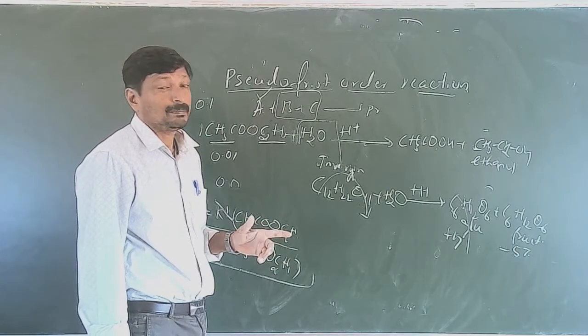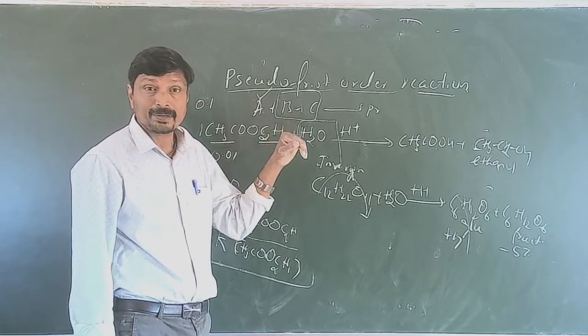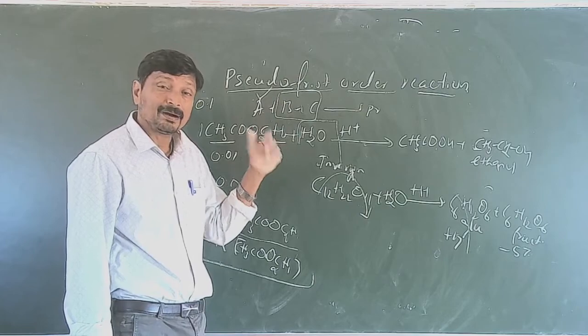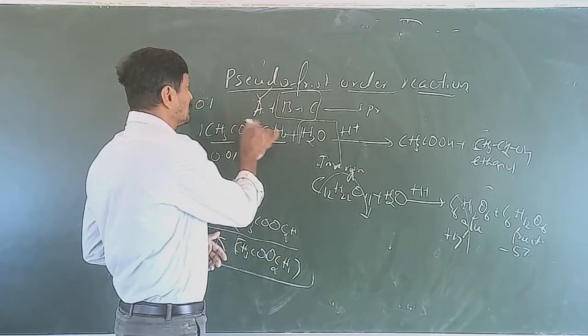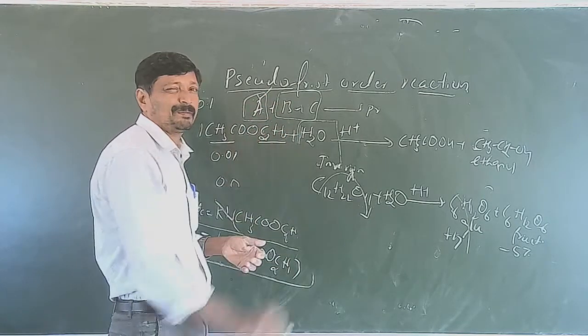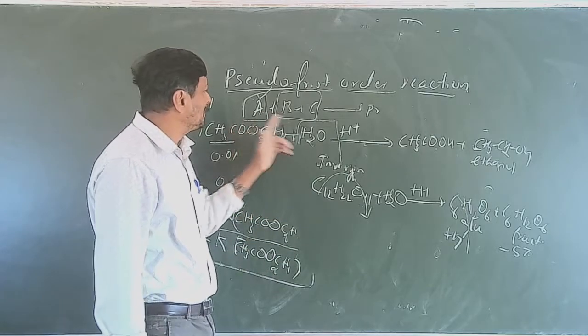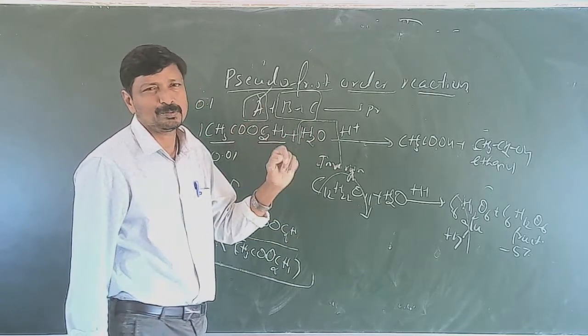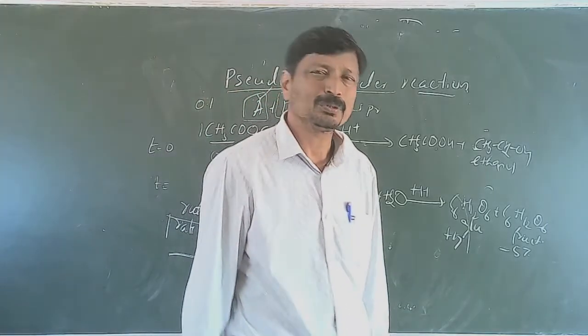So what do you say? The higher order reaction can be converted into first order by taking all the reactants in excess except one. Or you can define it like this also: the molecularity is 2 or more, but the order is 1. Such a reaction is called a pseudo first order reaction.